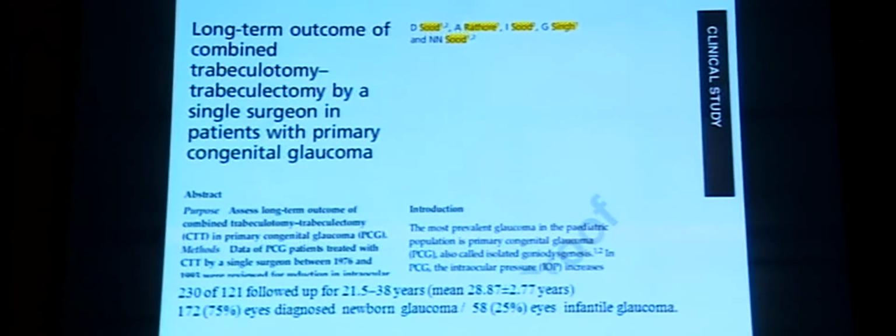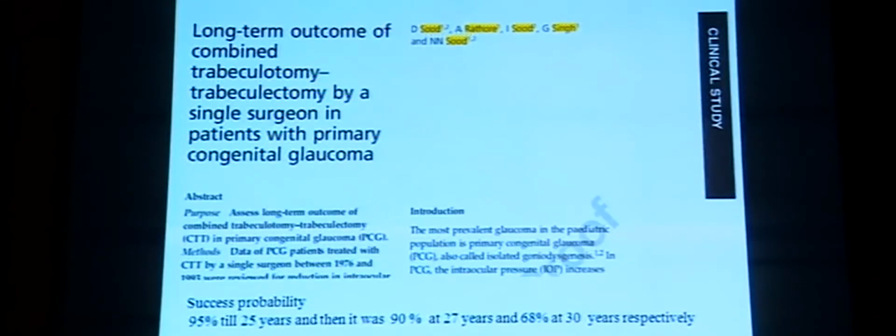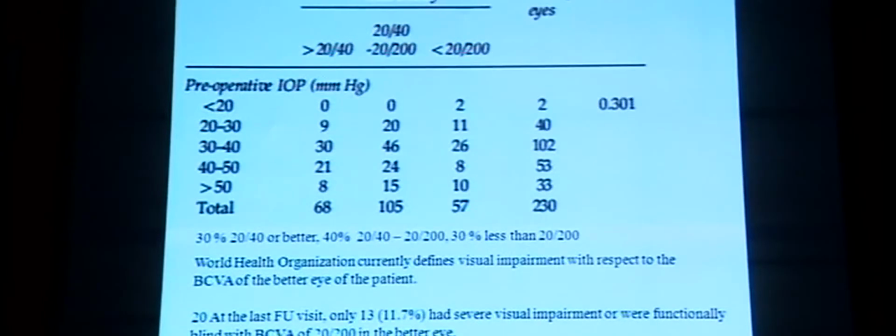172 eyes had newborn glaucoma and 58 had infantile glaucoma. Success was achieved in at least 73% of the eyes, with additional surgical intervention required only in about 18% of the eyes at last follow-up, with a mean follow-up of 29 years. We also found that the probability of success IOP-wise was 95% till 25 years, 90% at 27 years, going down to 68% at 30 years respectively.